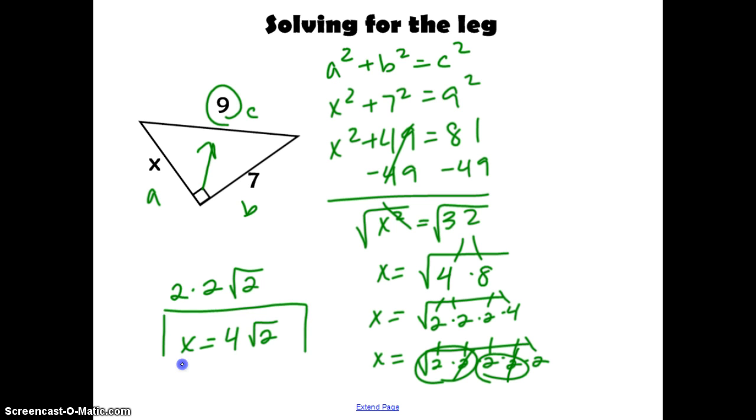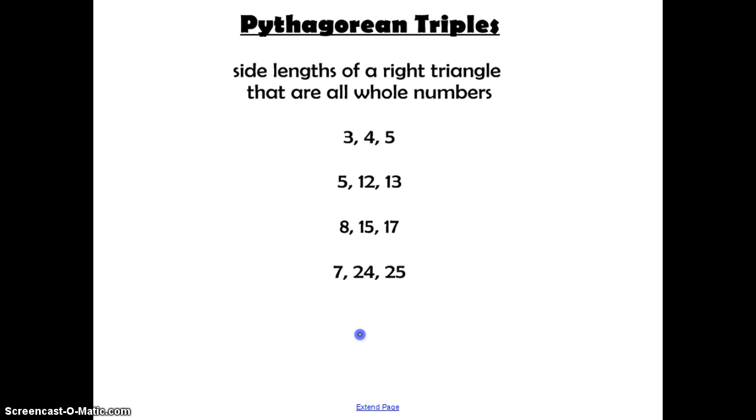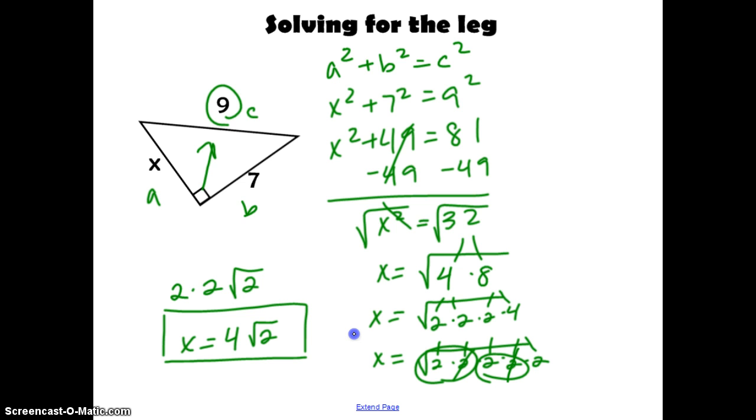Okay. So we practiced simplifying radicals before, and we need to keep working on that. Pythagorean triples. This is just something you need to be aware of. It's when you happen to get side lengths of a right triangle that are all whole numbers. So you'll see in this example that we talked about, we have side lengths 9, 7, and 4 square root of 2. This is not a whole number because when you put this in the calculator, you're going to get a decimal. So those side lengths 4 root 2, 7, and 9 are not a Pythagorean triple.